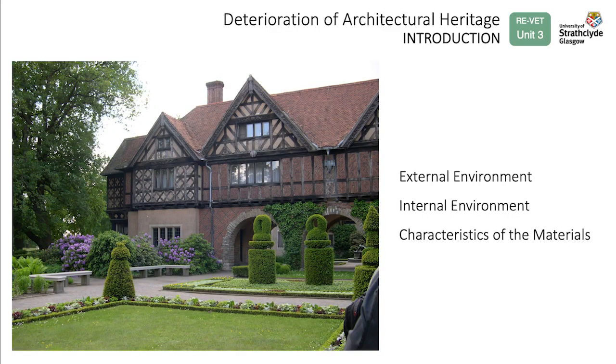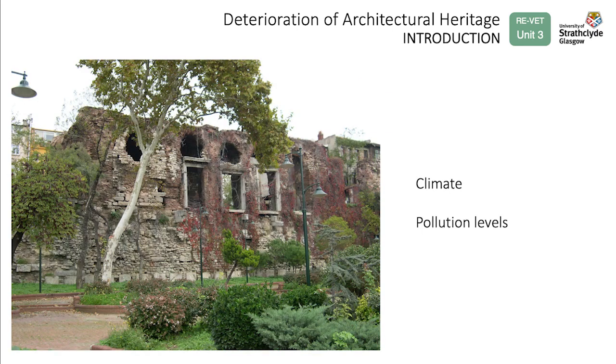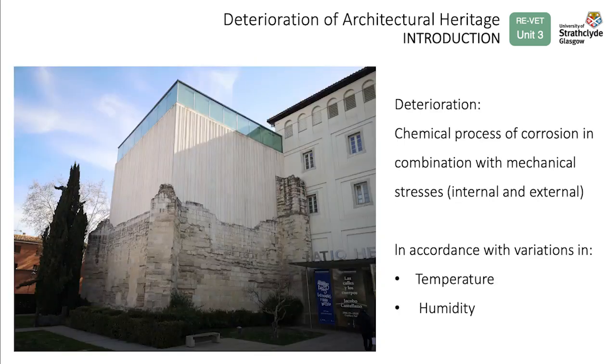Deterioration of buildings is due to the effect of the external and internal environments and the characteristics of the materials. The climatic characteristics and pollution levels of each country, region, and locality determine the degree and rate of deterioration of a building. Deterioration is a chemical process of corrosion in combination with external and internal mechanical stresses. All buildings and materials are subject to stress and variation of temperature and humidity, and thereafter they deteriorate. In order to carry out appropriate architectural conservation, these deterioration processes need to be well understood and managed.